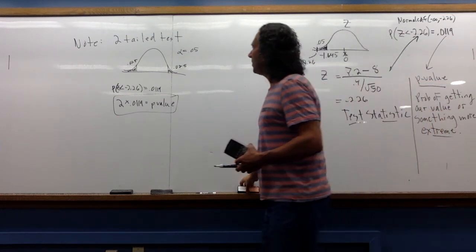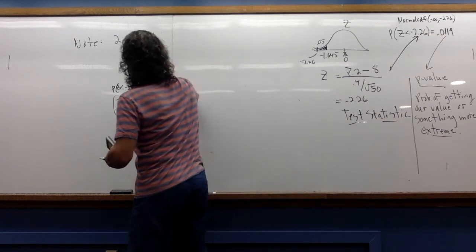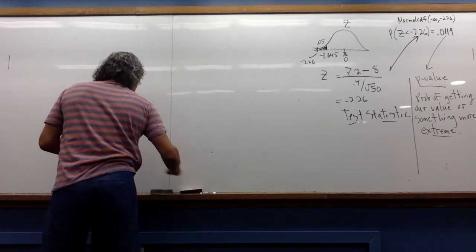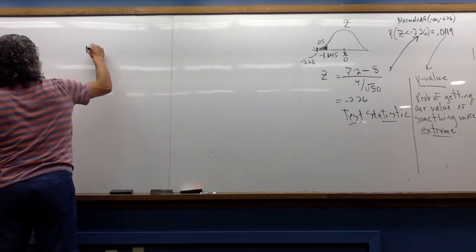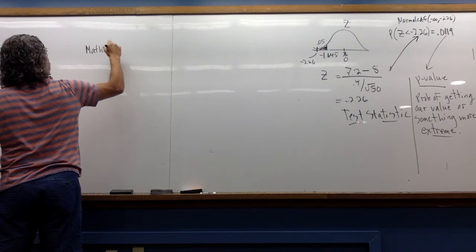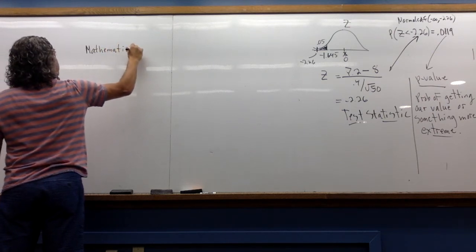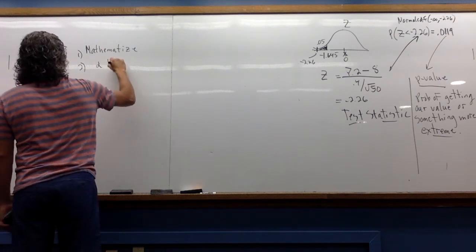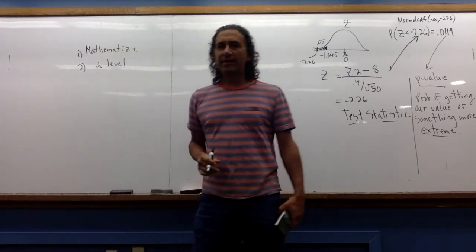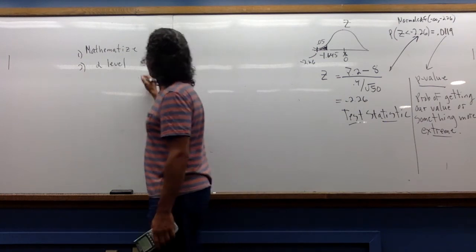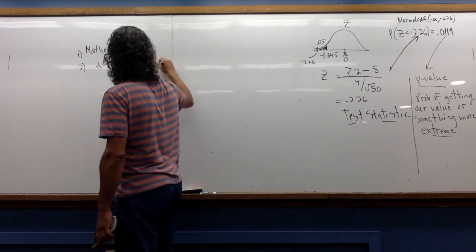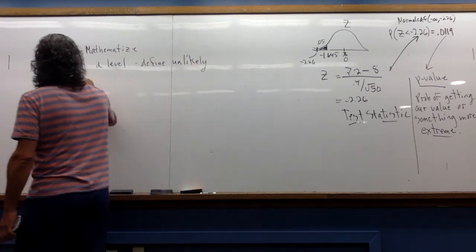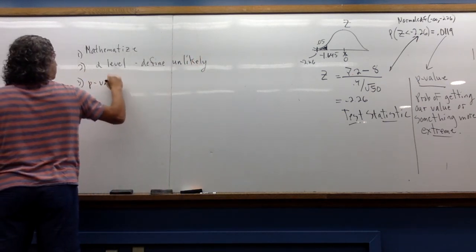All right, so let me summarize some of the vocabulary that we looked at. I know this is a video, you can always rewind. But the main ideas are to mathematize, that's the first thing. We talked about the alpha level. So the alpha level, again, is how we define what we mean by unlikely. We talked about the p-value.